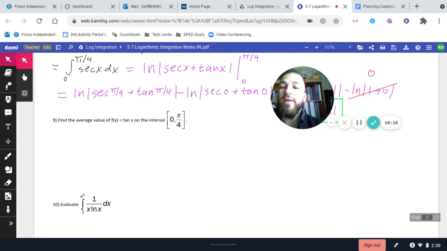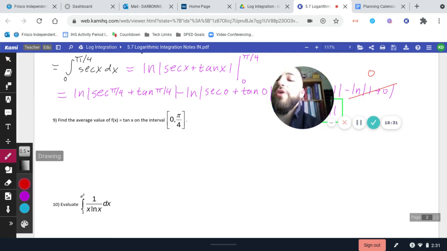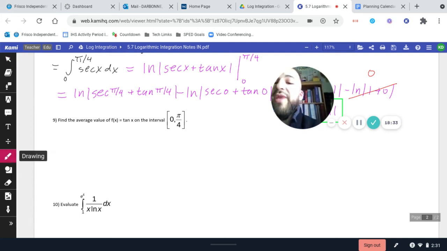Okay. Number 9, find the average value of tan of x on the interval from 0 to pi over 4. Okay, so average value, remember, is just an integral that we're multiplying by 1 over b minus a in front. So 1 over b minus a is just 1 over pi over 4 minus 0. And then that's times the integral from 0 to pi over 4 of tan of x dx.